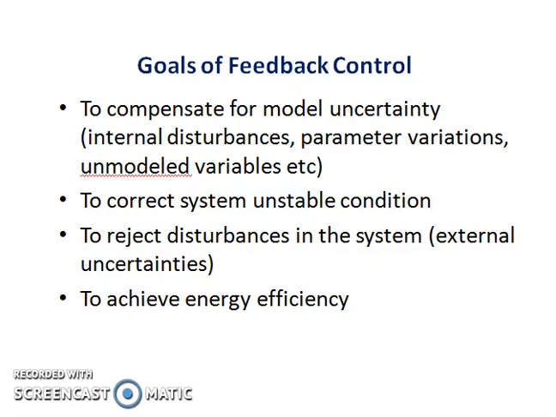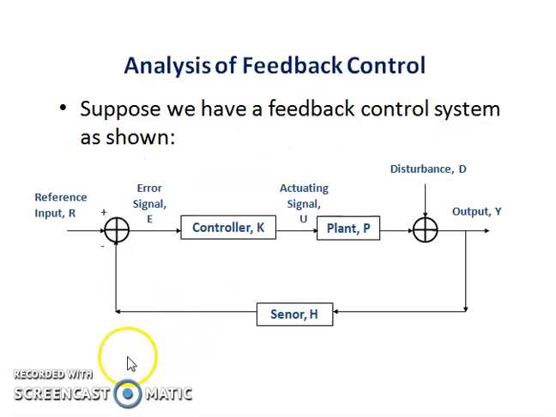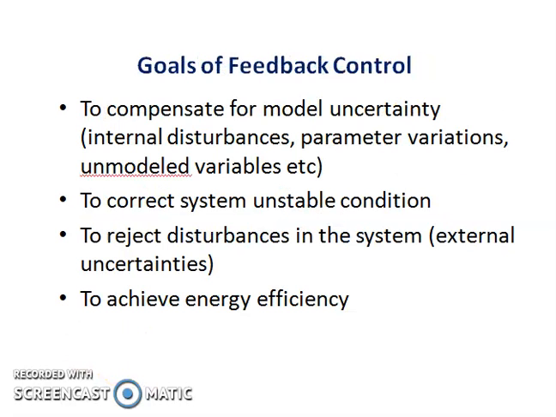Now, what are the goals of feedback control? The first one is to compensate for model uncertainty in the event of internal disturbances, parameter variations, or model variations of the plant, system, or process. Feedback control enables us to compensate for such uncertainty, to correct unstable conditions, to reject disturbances in the system, especially external disturbances that come as a result of environmental changes, and to achieve energy efficiency.